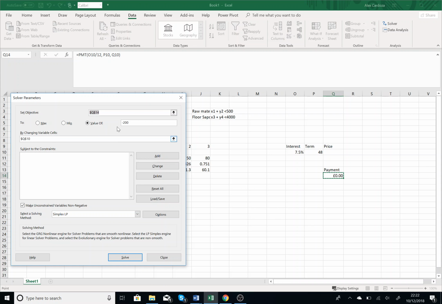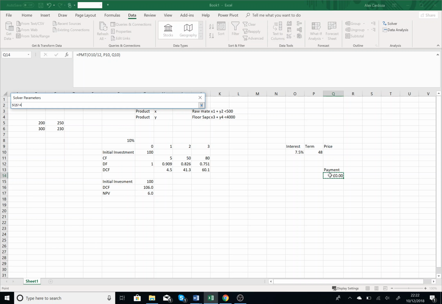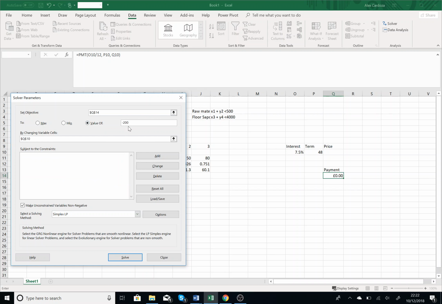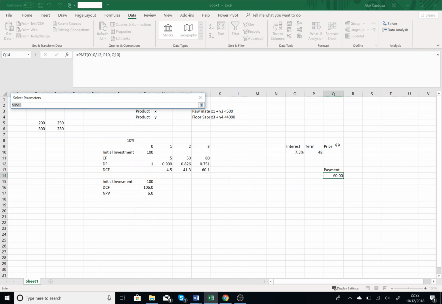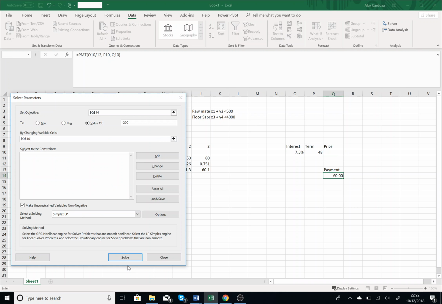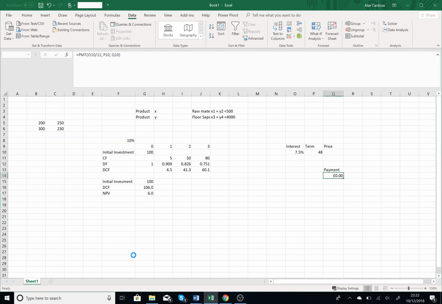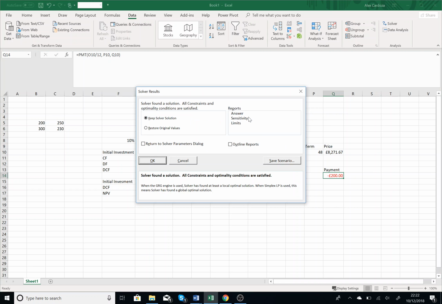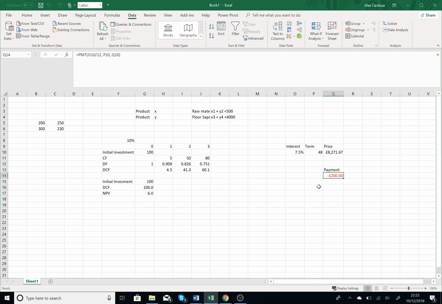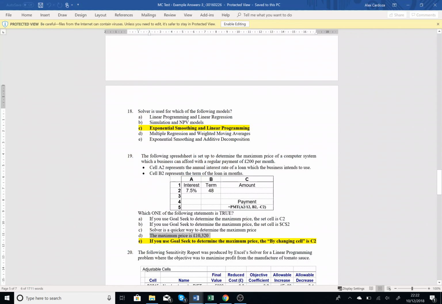So we put the minus 200 in there, because remember it's money going out, and you set your objective, which is that. We want that to be minus 200 because that's the most we can pay. And then what's the price that we can get? You change that. Okay, solve. Simple. So if you use Goal Seek to determine the maximum price, the changing cell is C2, as we said. You want to change that to find out what price you get.